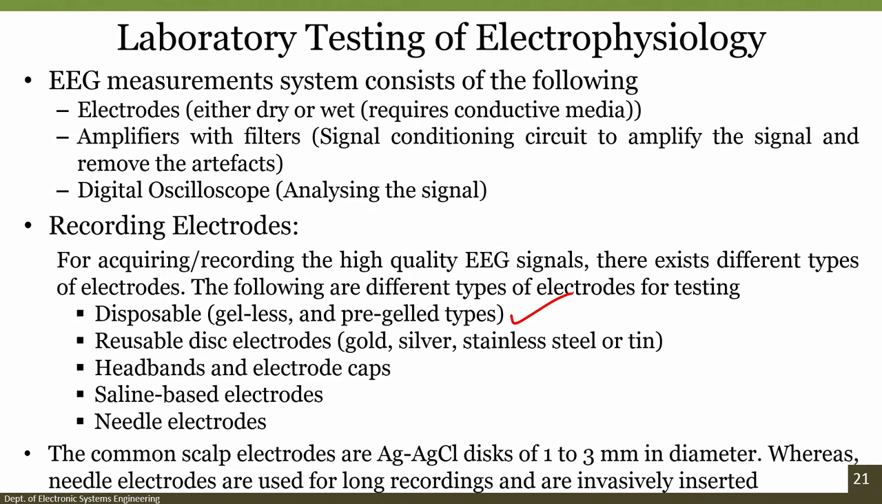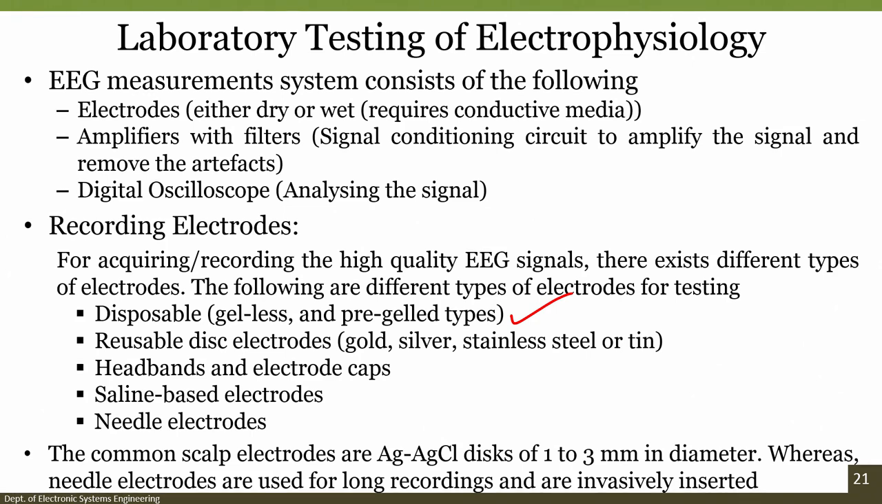Then the second one is reusable disc electrodes, which are made up of gold, silver, stainless steel or tin. Next are headbands and electrode caps. Finally, we have saline based electrodes and needle electrodes. The most common scalp electrodes are Ag/AgCl discs of 1 to 3 millimeter in diameter, whereas the needle electrodes are used for long recordings and are invasively inserted.